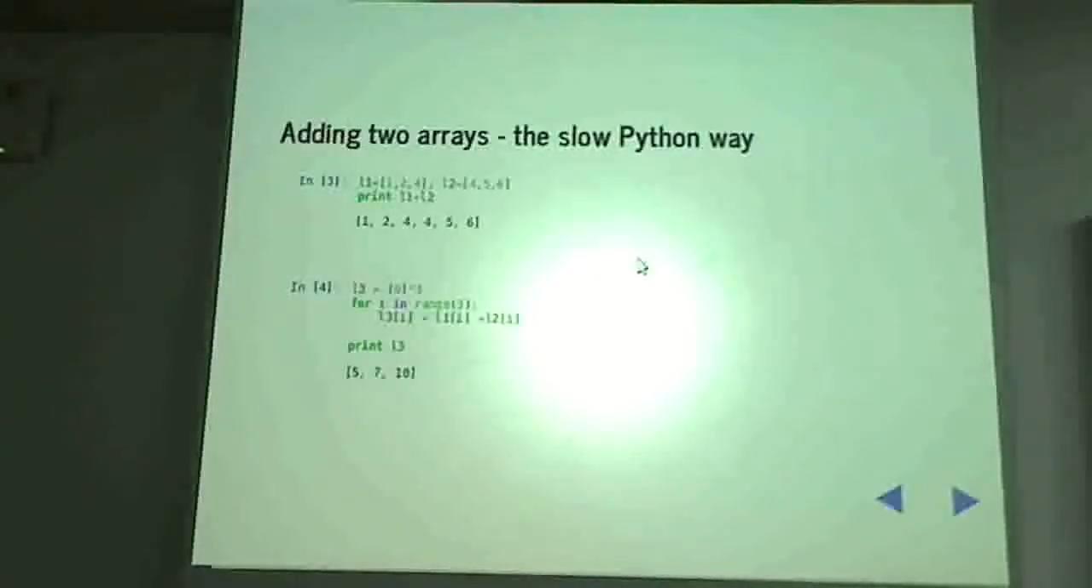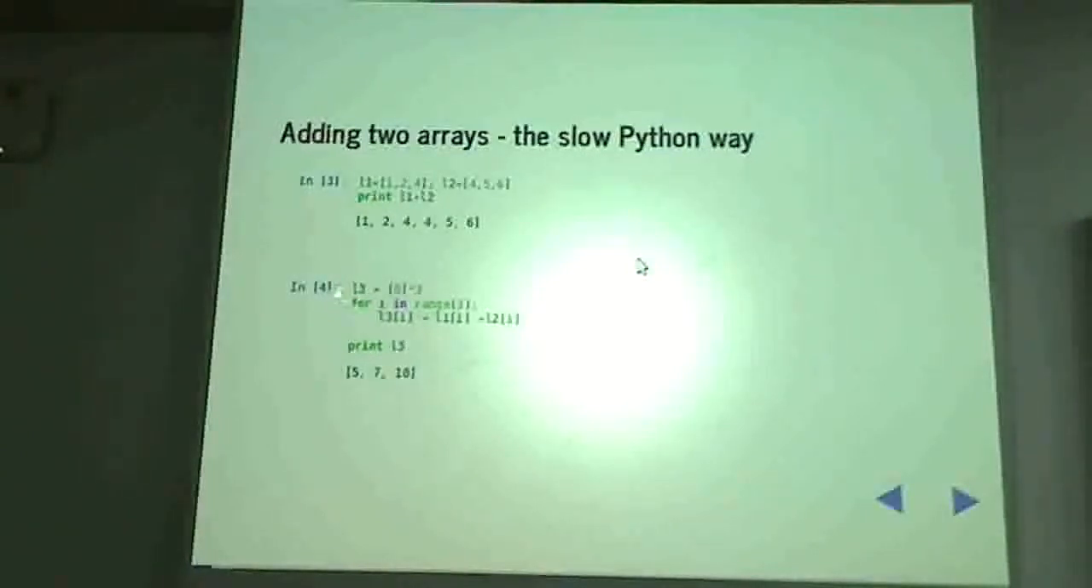So when we saw that if you try to take two lists, because lists are the closest thing to arrays in native Python, if you take a list L1 which is 1, 2 and 4 and L2 which is 4, 5 and 6, and if you type print L1 plus L2, it doesn't do element-wise addition. What it does is what is called list concatenation. It just sticks the two lists together and gives you as an output another list which contains the elements of list 1 followed by the elements of list 2.